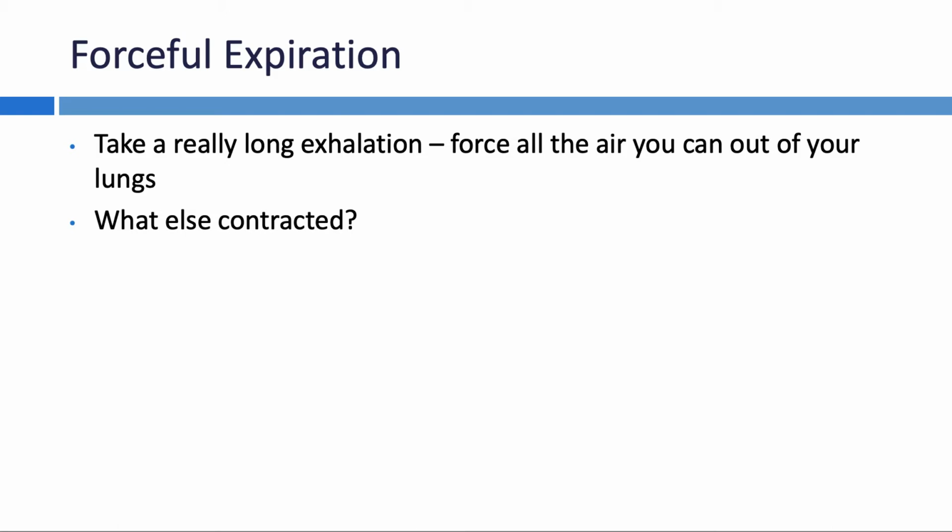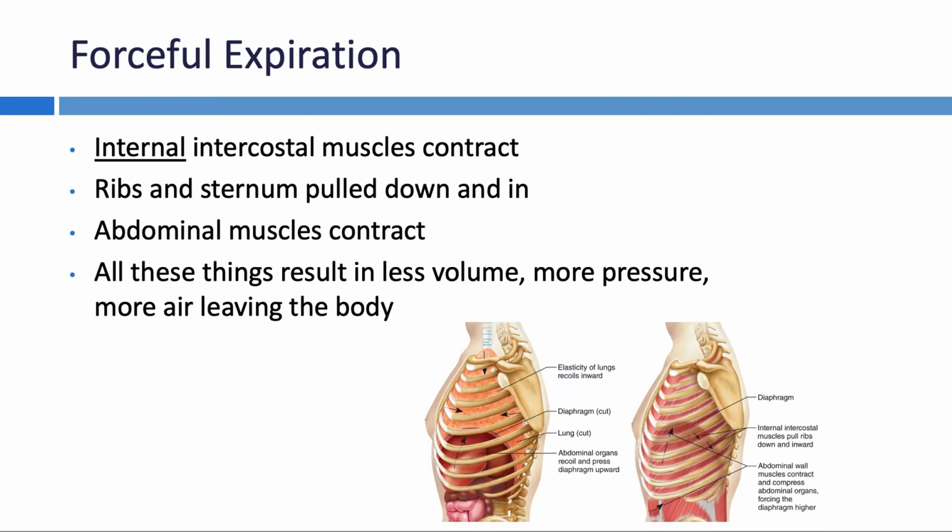So take a really long exhalation, like force all of the air you think you can out of your lungs. When you do that, what else do you feel contracting? Here, you're going to have your rib cage muscles, your internal intercostal muscles, so these are the muscles on the inside of your rib cage, contract and pull the ribs and sternum downward and inward to make that volume even smaller. Your abdominal muscles are going to contract, and together, all these things are going to result in an even smaller volume, which means even greater pressure, which means more air leaves your body.